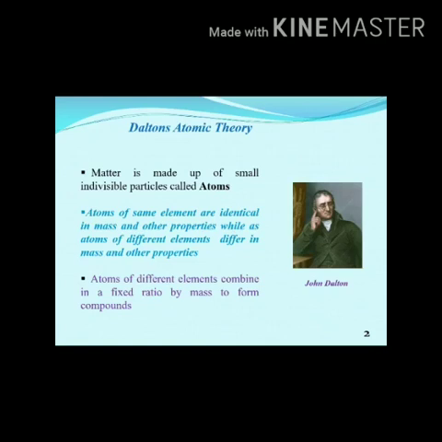The compound is formed by the combination of two or more than two elements which combine in a fixed ratio by mass. Dalton's theory was successful in explaining the laws of the chemical combination like law of conservation of mass, which states that atom can neither be created nor destroyed during any physical or chemical change. That is also one of the postulates of the Dalton's atomic theory, and the law of definite composition, that compound is formed from the different elements when they are combined with one another in a fixed ratio by mass. So Dalton was able to explain the laws of the chemical combinations.